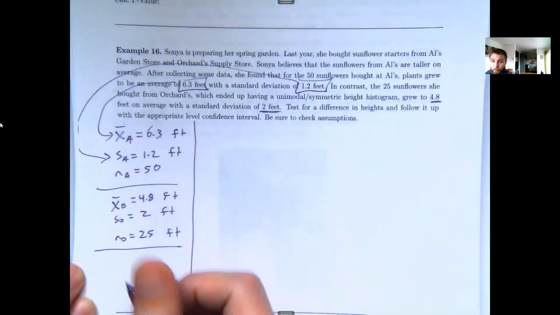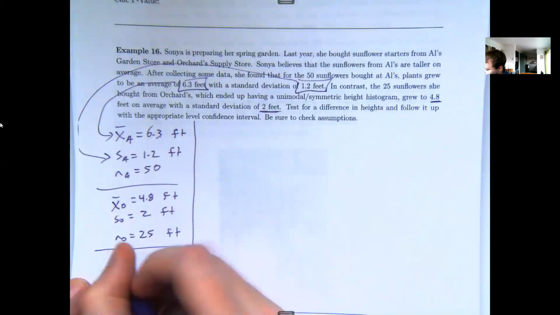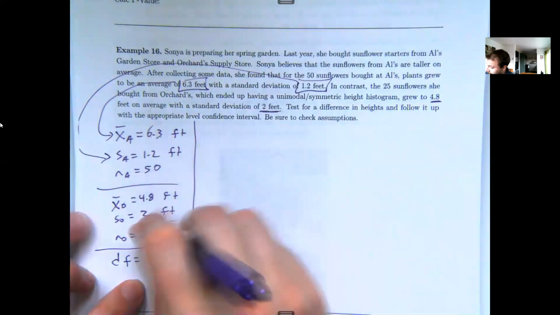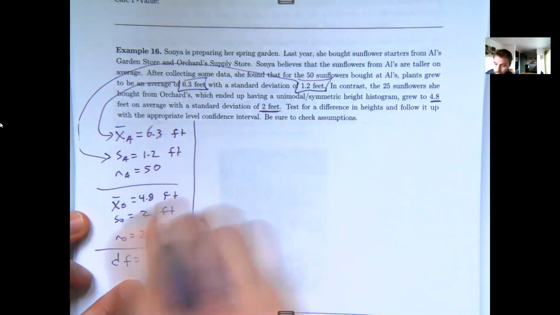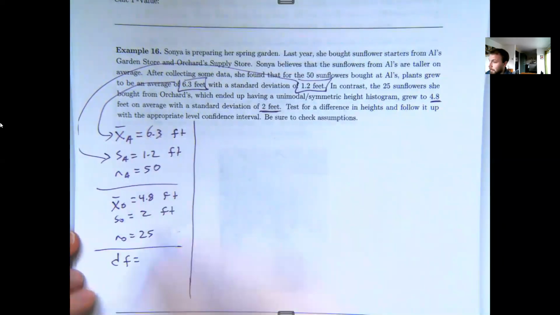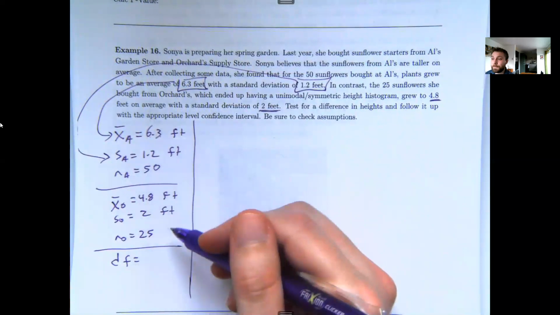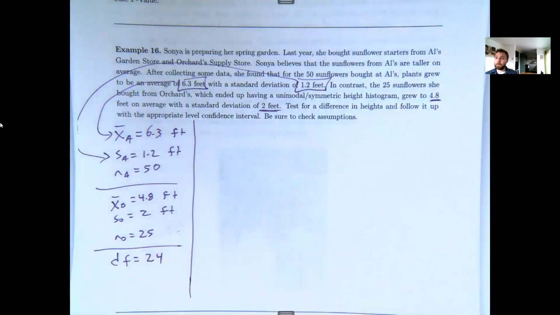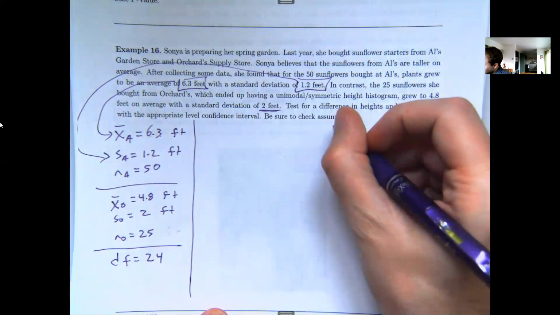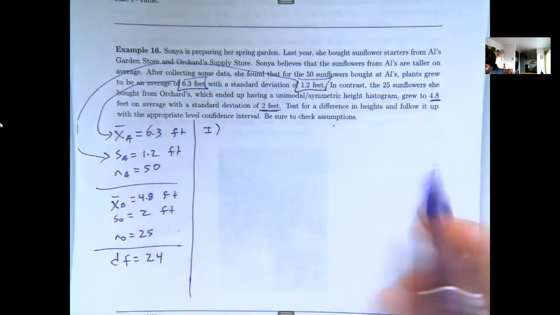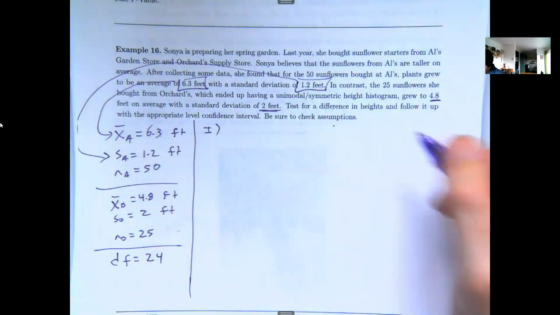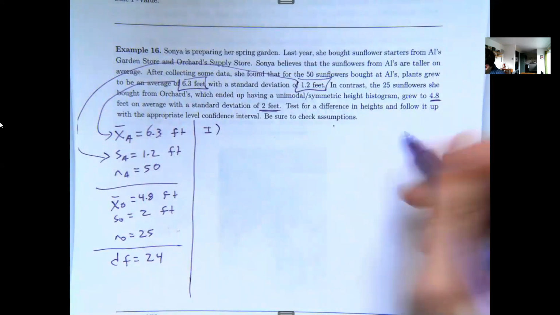Test for a difference and follow it up with a confidence interval. Okay, we'll do. 50 and 25 samples. 25 samples don't have units, just 25 samples. Of these two groups, the weaker one is the 25. It's smaller. So based off of the lie, we will have a degree of freedom of about 24. I'm going to test for a difference, and let's see what this looks like.